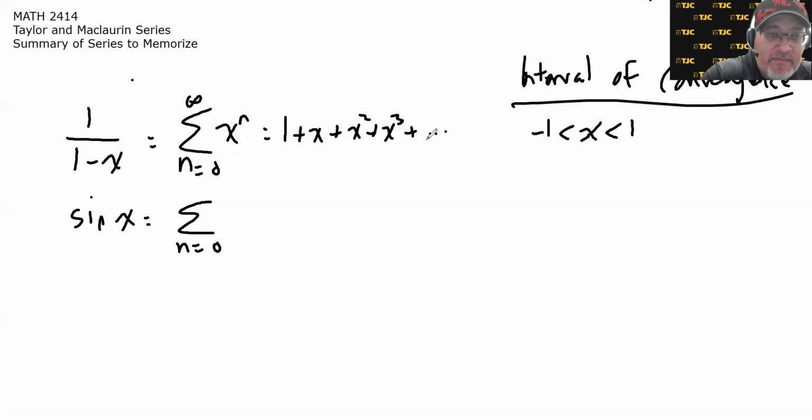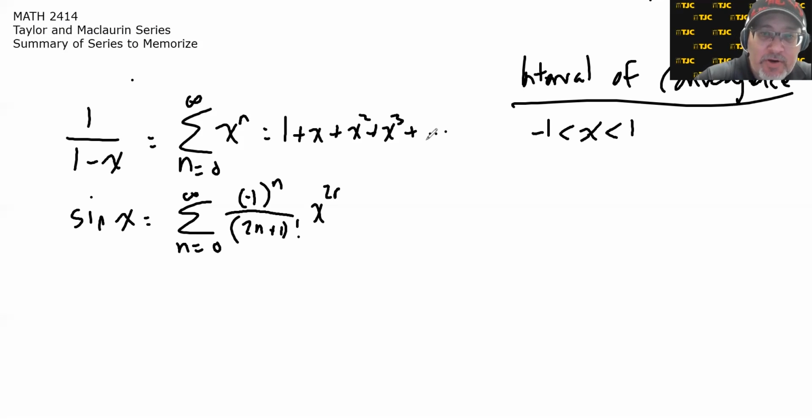0 to infinity of, it was, I'm shooting blanks here. It's driving me crazy. 1 over, -1 to the n. I knew there was something up there. Over 2n plus 1 factorial times x to the 2n plus 1.